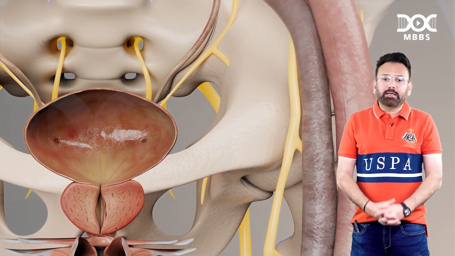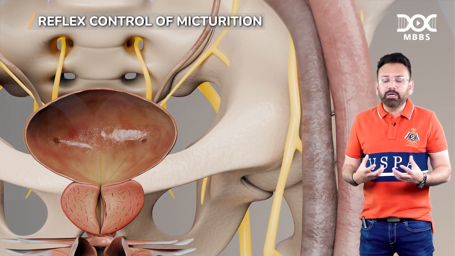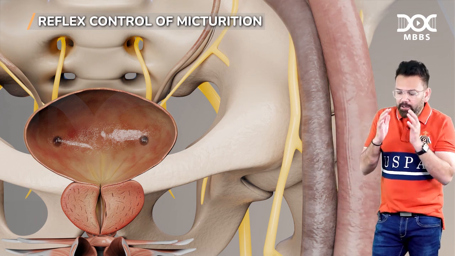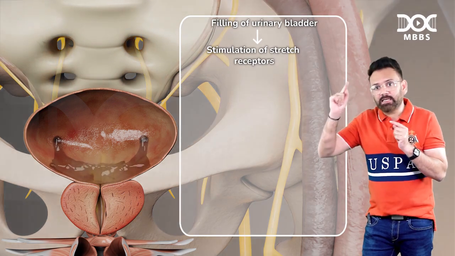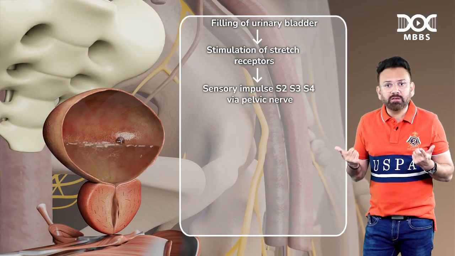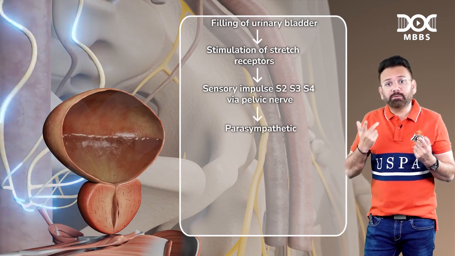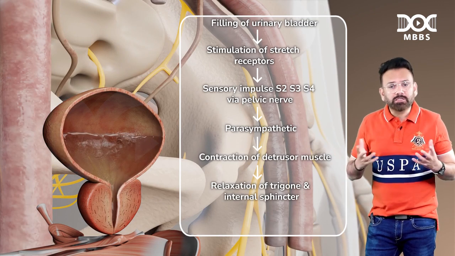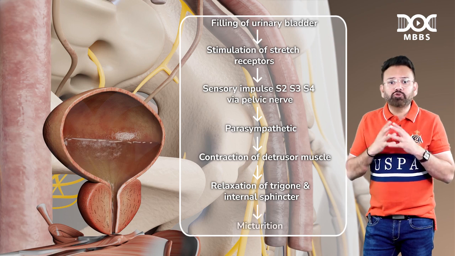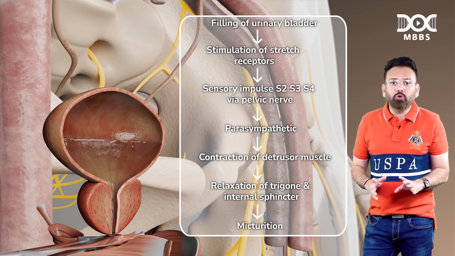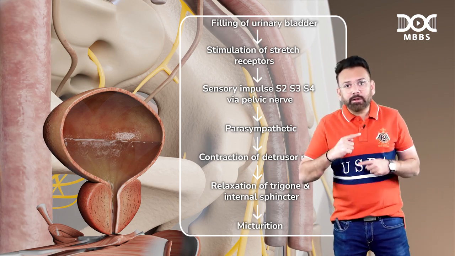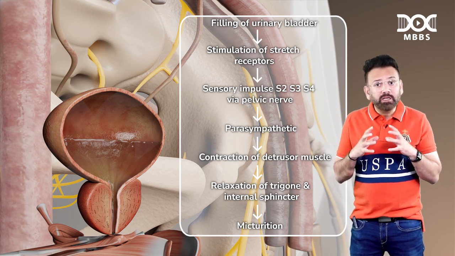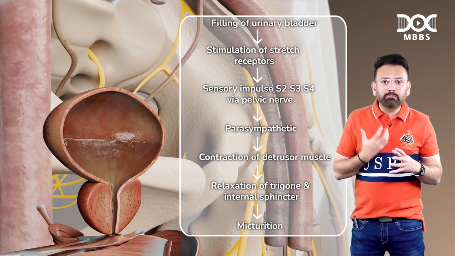Now coming to the micturition reflex. The reflex control of micturition is simply called the micturition reflex. Very simple to understand. When the bladder keeps on filling, it will be sensed by the sensory nerve, S2, S3, S4 pelvic nerve. Then it will supply the efferent parasympathetic S2, S3 and S4. That will cause contraction of the detrusor muscle, relaxation of the trigone and internal sphincter, and you can micturate. This is simply the micturition reflex. Yes or no? Yes. That is why the reflex control of micturition is called the micturition reflex, but there must be enough amount of urine in the bladder.